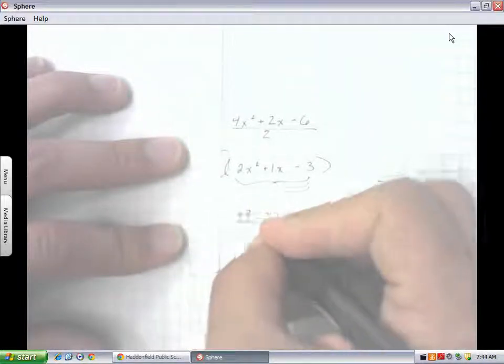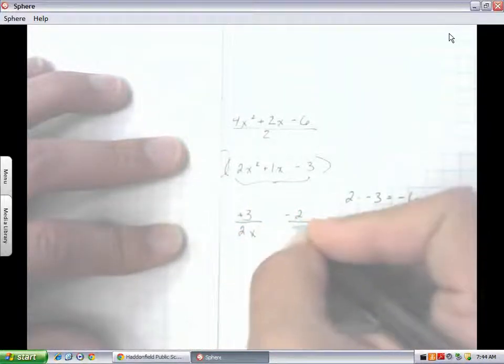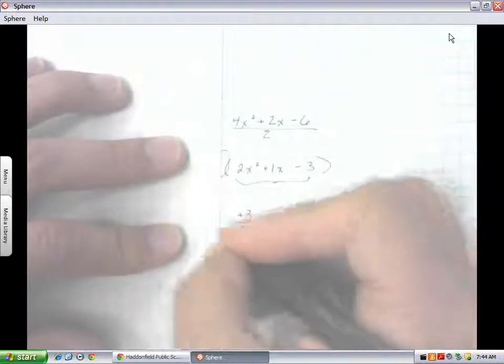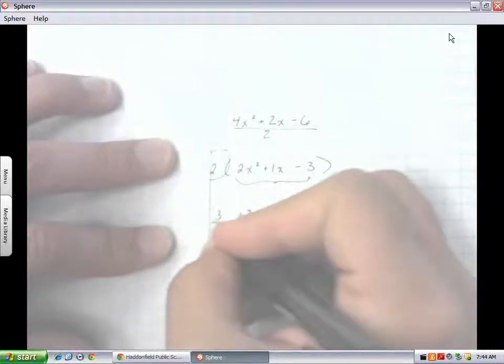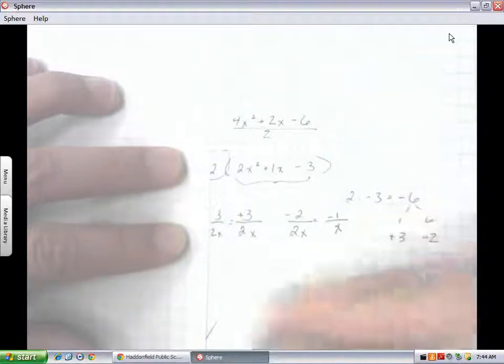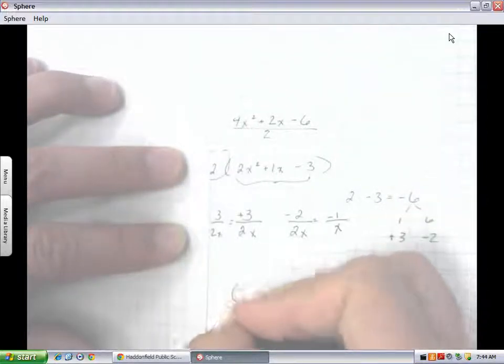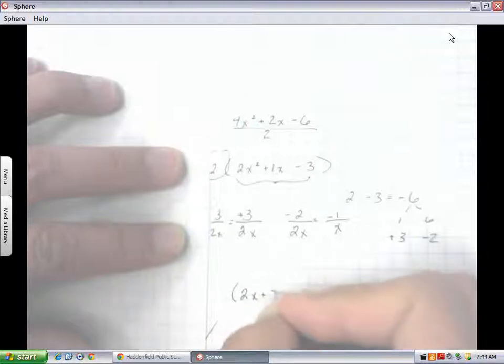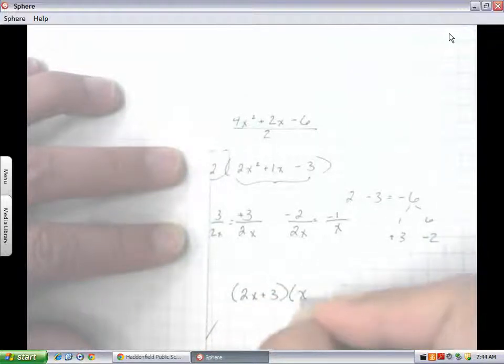Put them both over 2x. This remains the same. This reduces to negative 1 over x. So now I have 2x plus 3 and x minus 1.